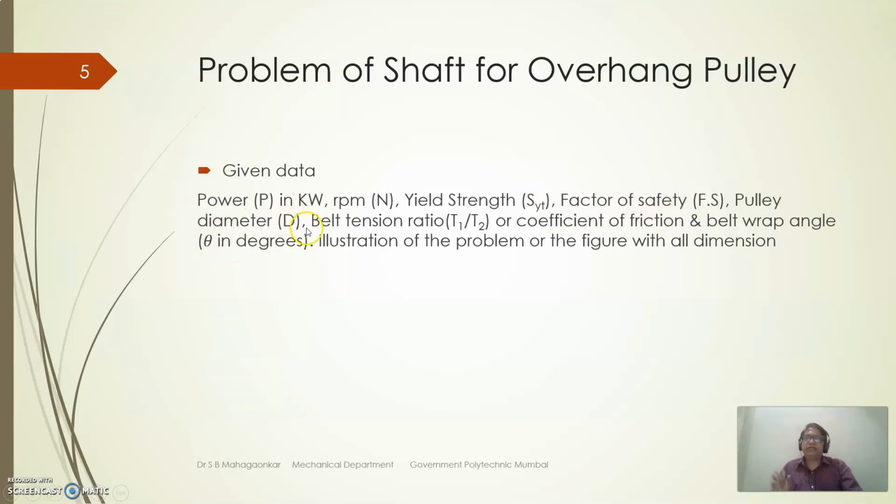Pulley diameter D is also given. Belt tension ratio T1 upon T2 is given. Coefficient of friction and the wrap angle theta in degrees are given. Actually, they will mention theta as the wrap angle in degrees, or else in the problem with the figure you will come to know. Sometimes they will give an illustration of the problem, or the figure with all dimensions.